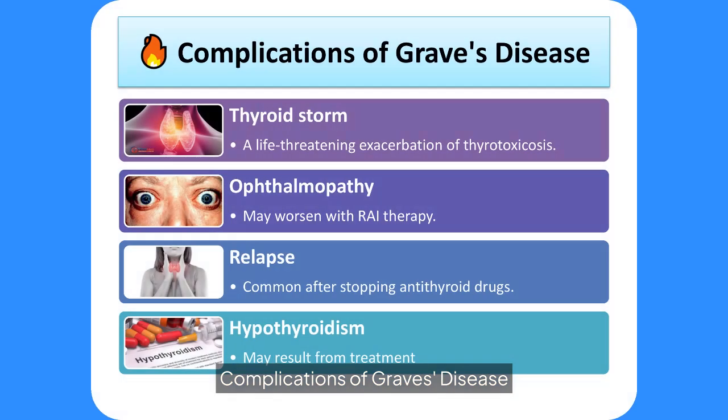Complications of Graves' disease include thyroid storm, a life-threatening exacerbation of thyrotoxicosis, and ophthalmopathy, which may worsen with RAI therapy. Relapse is common after stopping antithyroid drugs, and hypothyroidism may result from treatment, requiring lifelong levothyroxine therapy.